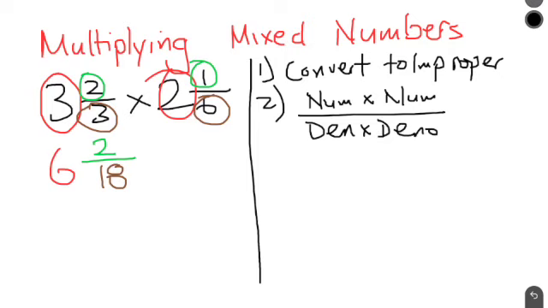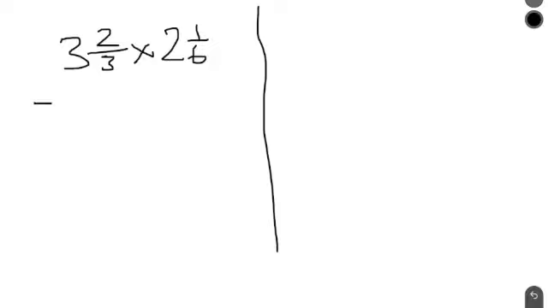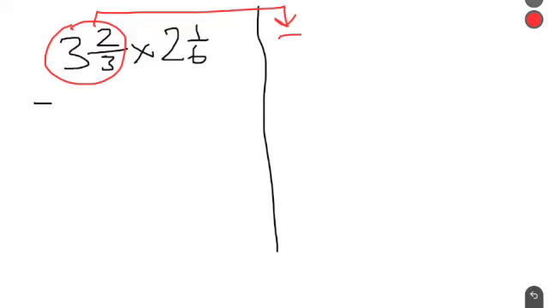Okay, so let's take these procedures here and actually solve the same problem that we have here: 3 and 2/3 times 2 and 1/6. So the first step is you convert a mixed number to an improper fraction. So let's take a look at this one here first. You see that 3 and 2/3.